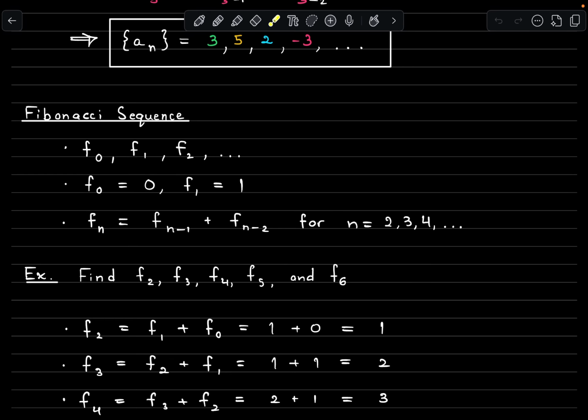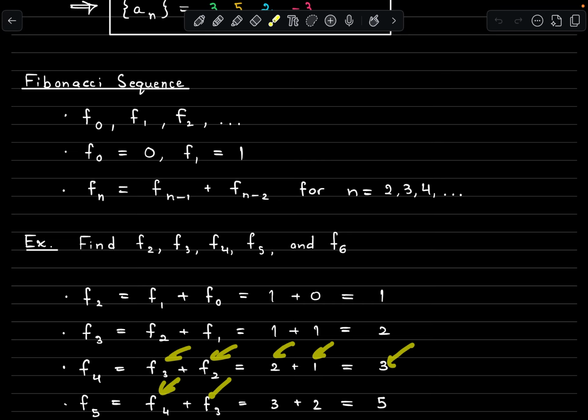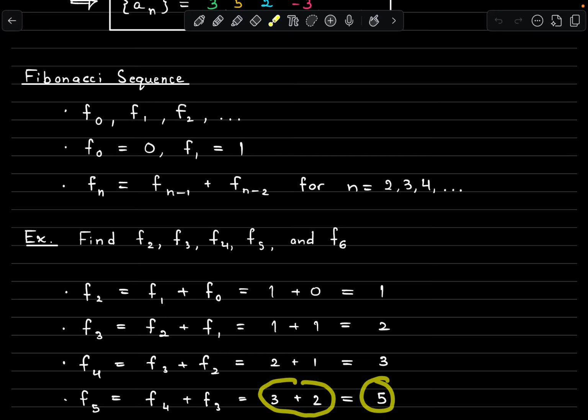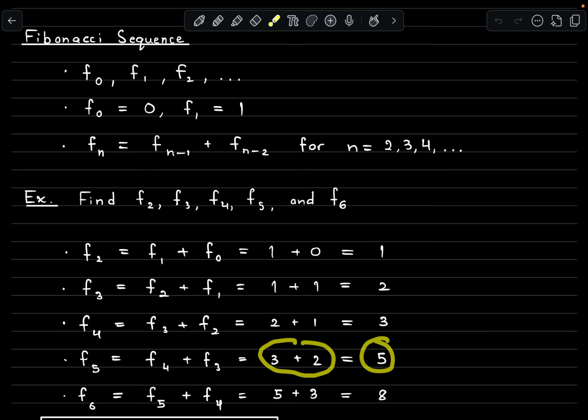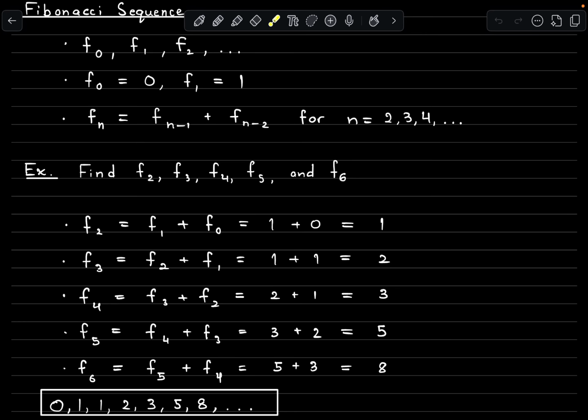F4, take your f3, add it to f2, we're going to get 2 plus 1, we get 3. F5, f4 plus f3, which is going to be 3 plus 2, you're going to get 5. And finally f6, which is going to be f5 and f4, you're going to add your 5 and your 3, you're going to get 8. And if we were to list these out, we'll get 0, 1, 1, 2, 3, 5, 8, and so on.